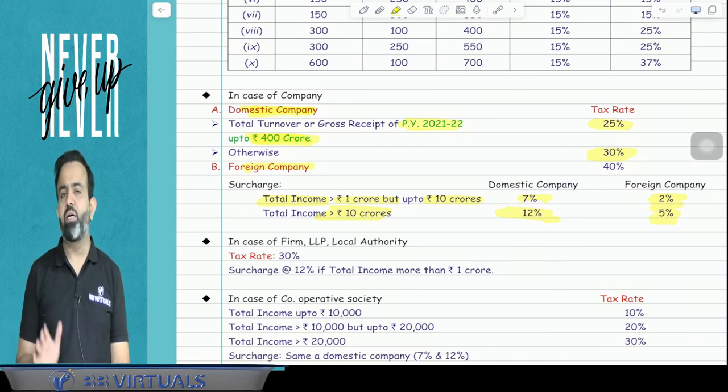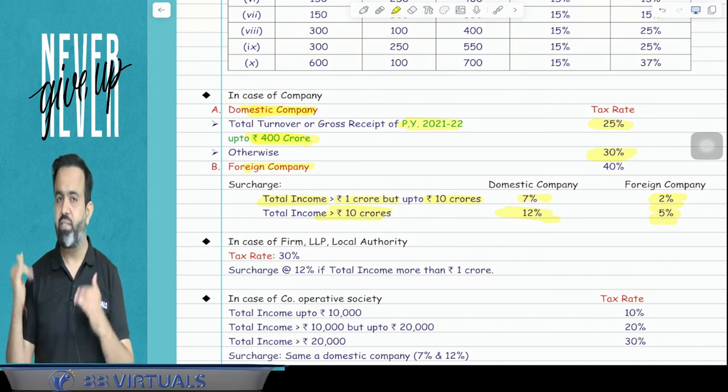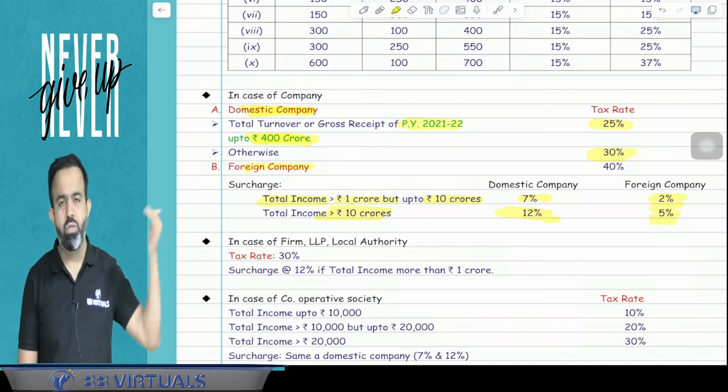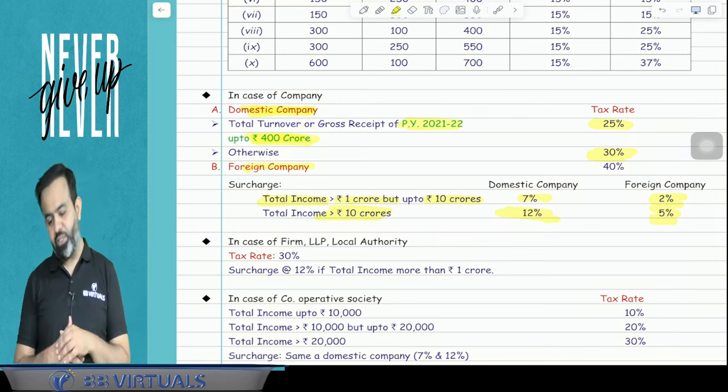If the total income of the company is more than 1 crore, up to 10 crore, then in case of domestic company, it's 7%. In case of foreign company, it's 2%. If your total income is more than 10 crore, then in case of domestic company, it's 12%. In case of foreign company, it's 5%. You got my point or not?